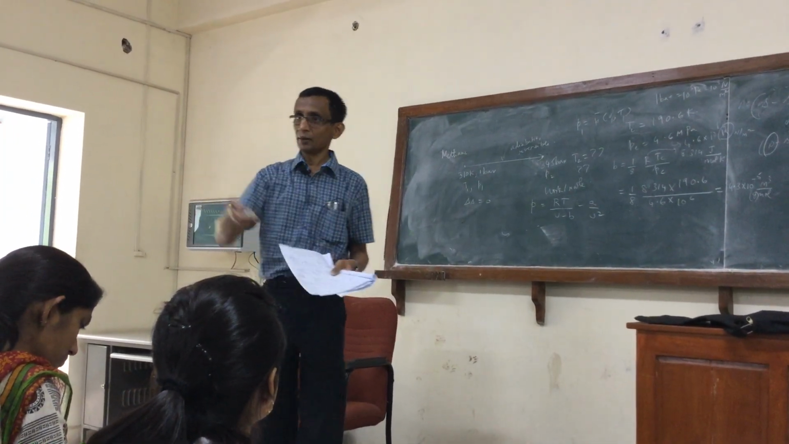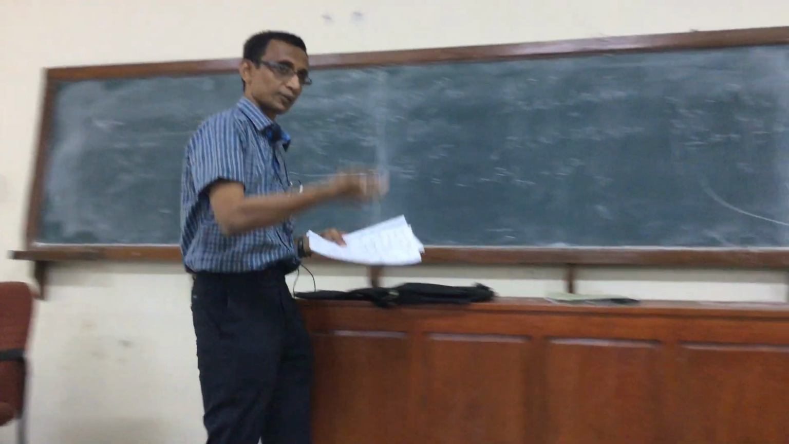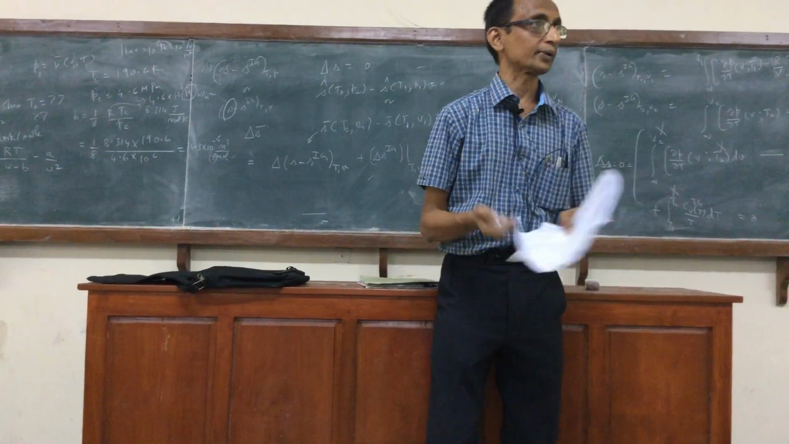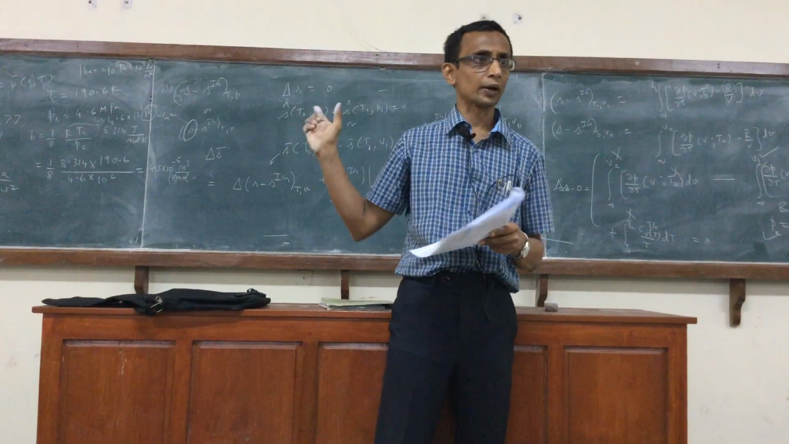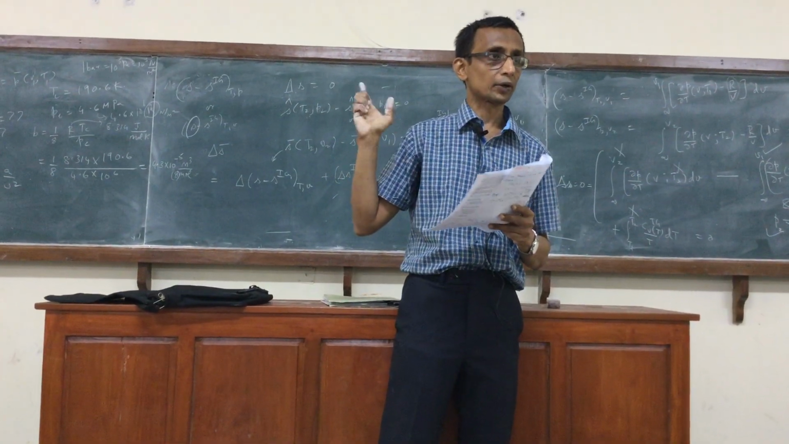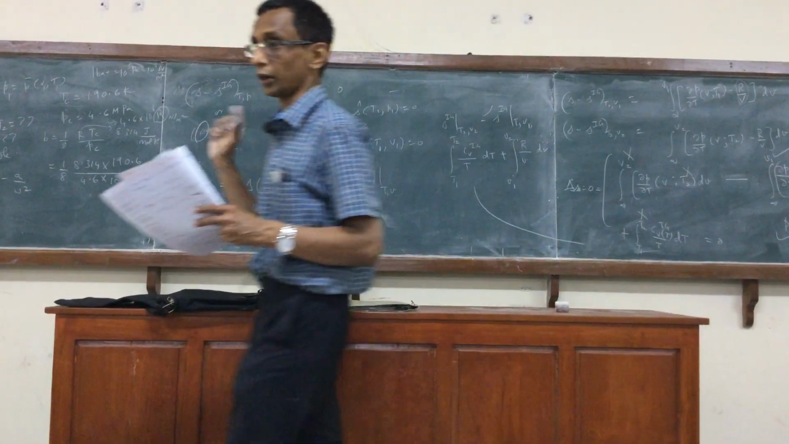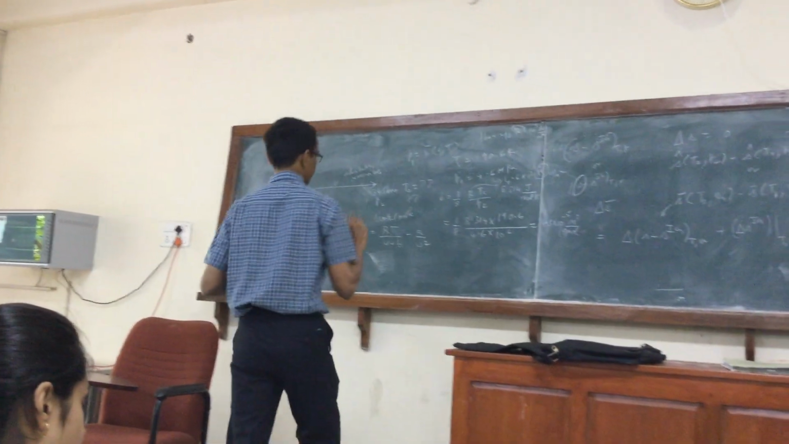If you take a look at the van der Waals parameters calculated for various substances, you will see B is of the same order, around 10 power minus 5 meter cube per mole for most substances. At least you should know the order, not the exact numbers.